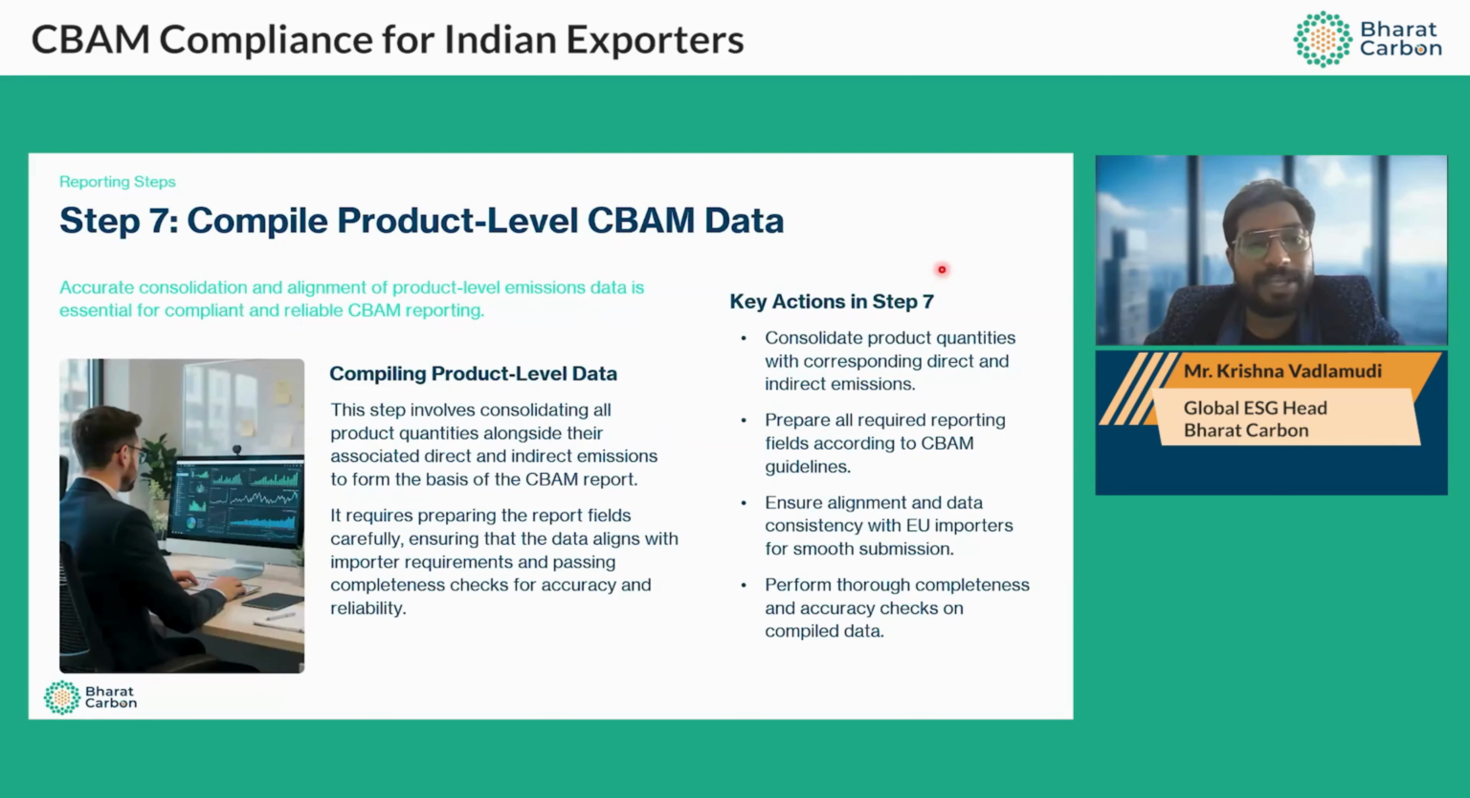Next, compile product level CBAM data. Once you have collected data and assigned it to the specific embedded emissions for the specific product, you need to consolidate all the data, both direct and indirect, and prepare a reporting file as per the CBAM guidelines. There are two types of methods you can use when feeding in data. One is an XML format, which you can use in the CBAM official template. That is a standard used by everyone. But if your importer is requesting a specific format, because the CBAM template is recommended, not mandatory, you can use your importer's template, as they are going to file it in the ETS portal. So there are two types: one is the CBAM template, and the second is your importer format.